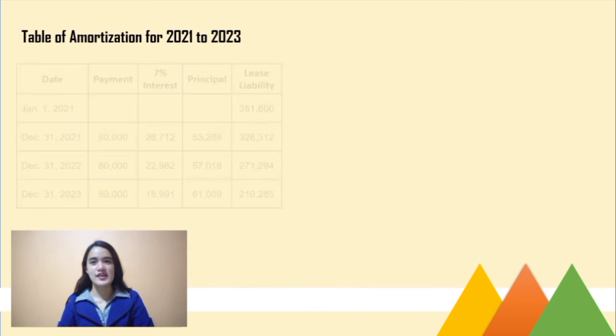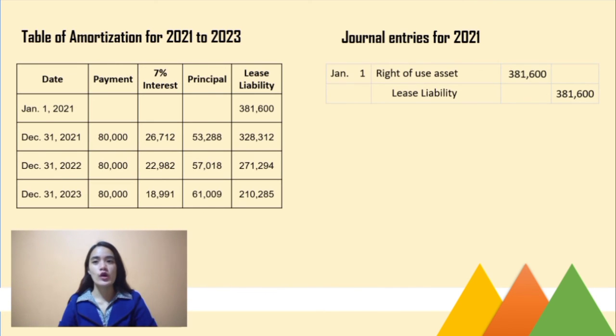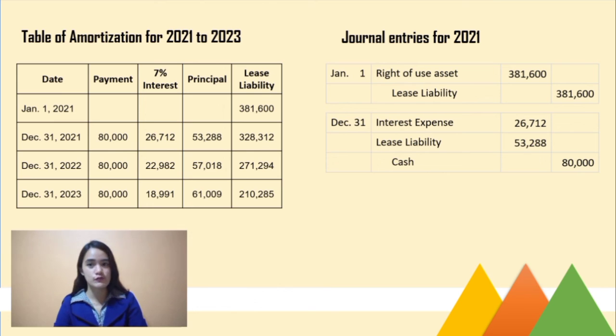So journal entries tayo for 2021. On January 1, debit the right of use asset and credit the lease liability, both with 381,600 pesos. So as you can see, makikita natin siya dito sa table of amortization natin sa left side ng screen. On December 31, debit the interest expense, 26,712 pesos, and credit the cash with amount of 80,000 pesos. The difference will be debited to the lease liability account, amounting to 53,288 pesos.